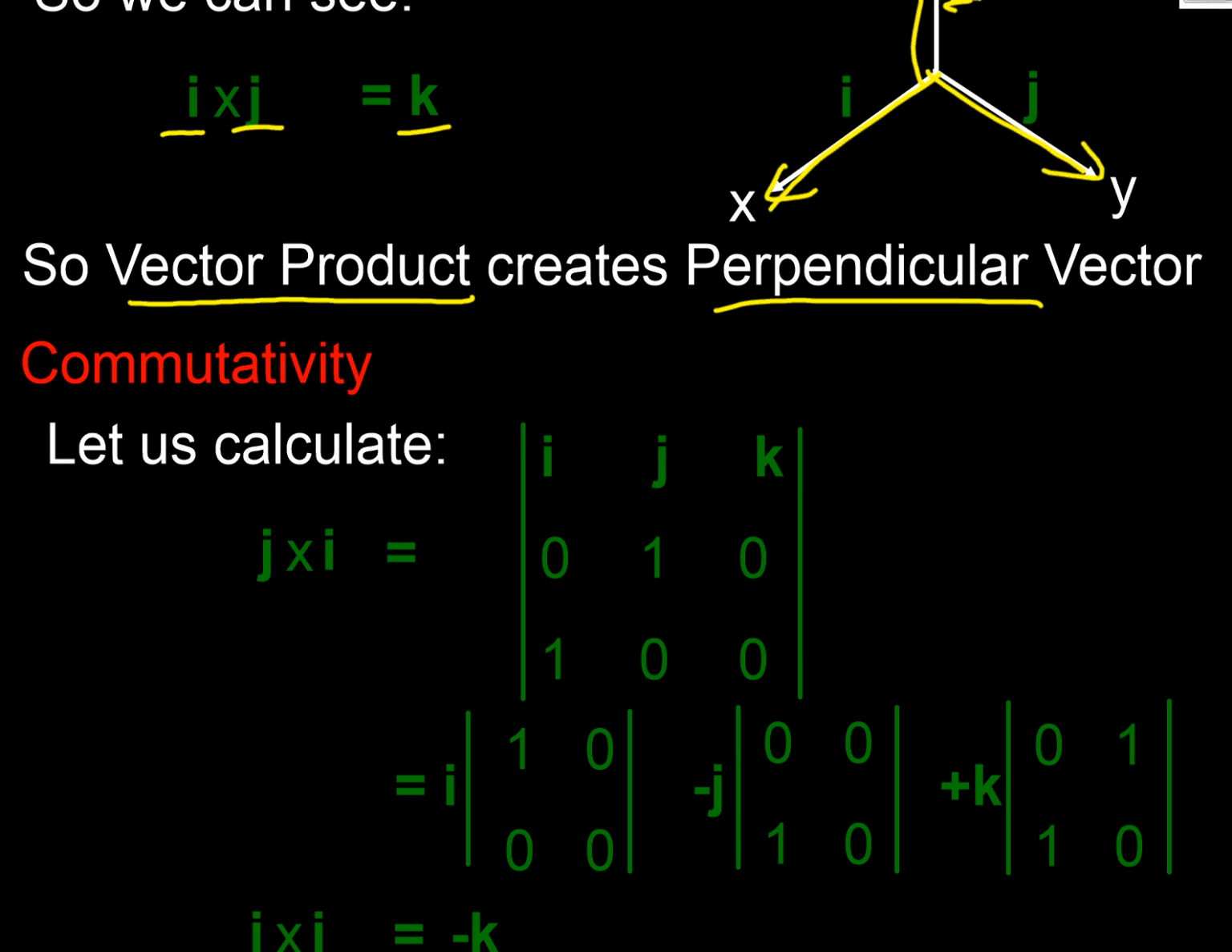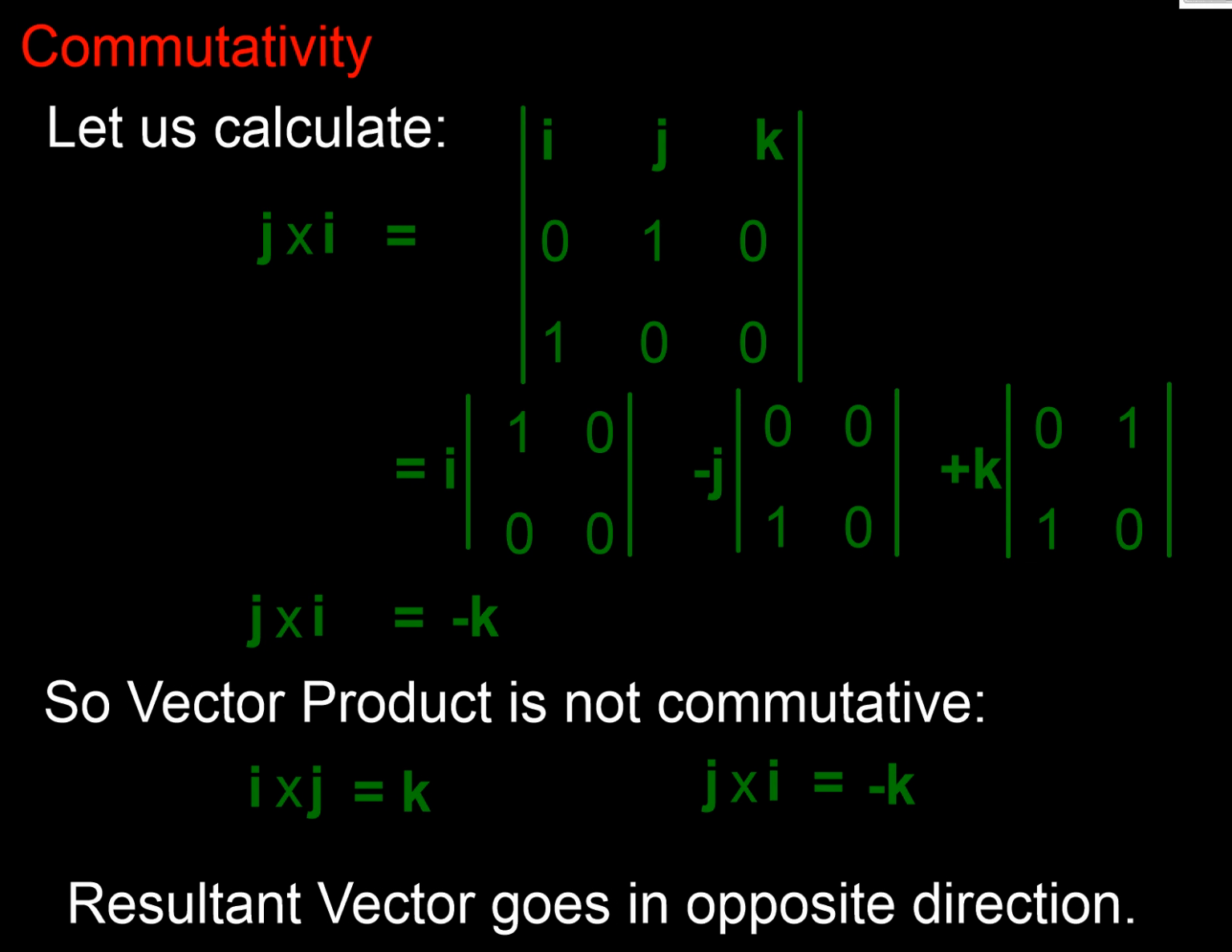One other thing to know about the vector product is that it's not commutative. So let's just check that out. We did I cross J just now, let's do J cross I. We've changed the order of those two vectors over. These two determinants are still 0, so we can disregard those. But what's happened at the end here is I've now got 0 times 0 take away 1 times 1. So J cross I gives us negative K, minus 1K.